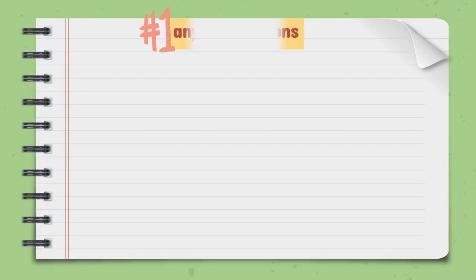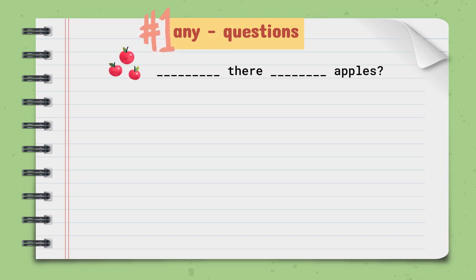Remember, for the first one, any is used for questions. Let's look at number 1. Apples. Is it countable? Uncountable? It is countable because we have s at the back, right? So we use are there any apples? Next.